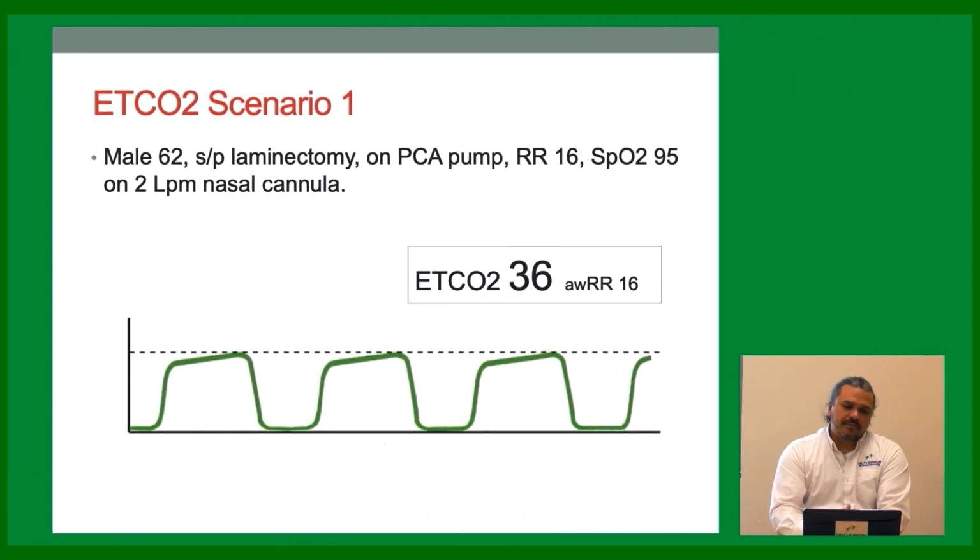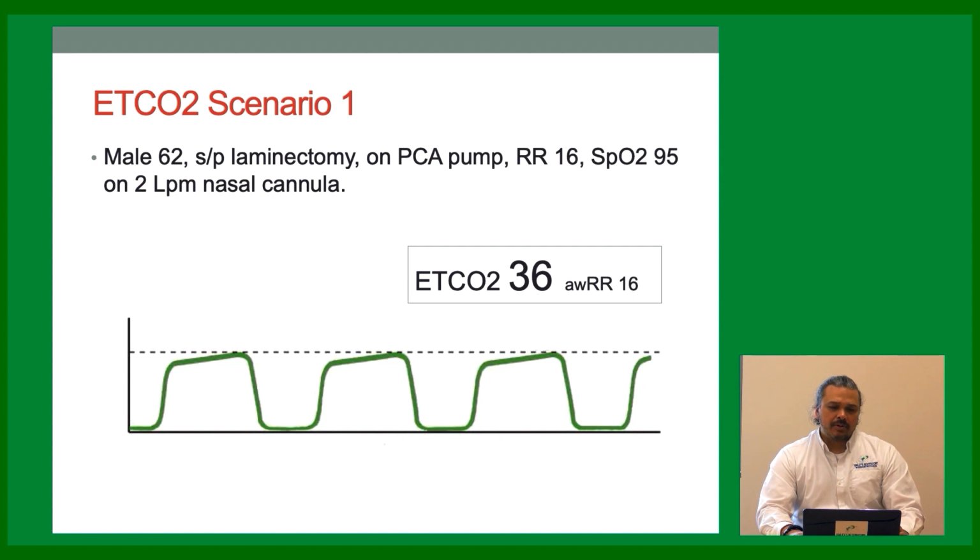So let's go over a couple of scenarios. Got a male, 62, status post laminectomy on a PCA pump, respiratory rate of 16, sat 95 on 2 liters nasal cannula. We check our end-tidal, it's 36. And if you look at that AWRR of 16, that's our respiratory rate, and that's one of the most accurate readings you're going to get because it's from the airway.